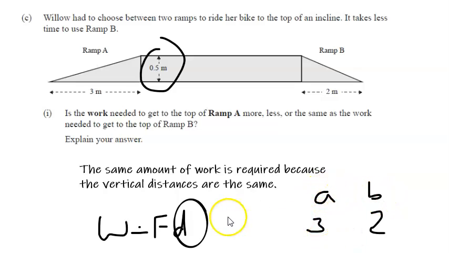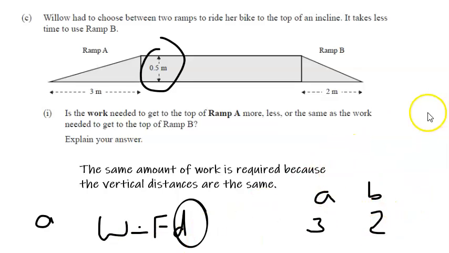So if we've got the distance being, let's say we'll do this for ramp A, if the distance is 3, and there's an unknown force that's going to be applied to that object to equal the same amount of work, how much would there be, a lesser force or a greater force required compared to B? So what we work out is that for ramp A, a less force is required over the greater distance to equal the same amount of work. So less force is required on ramp A than ramp B.